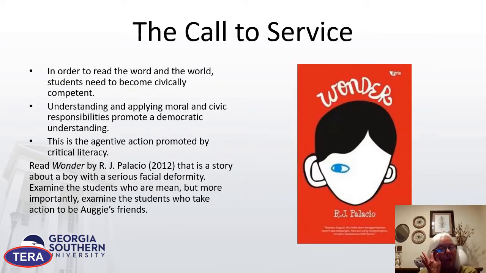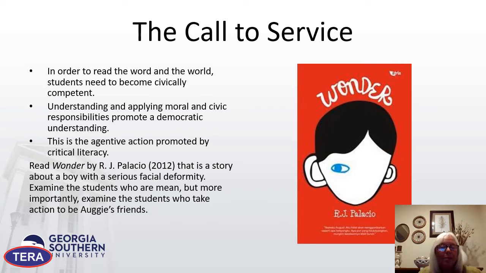All right, now, then the fifth theme is the call to service. Critical literacy does promote agency. It does have an agentive part of it. In other words, it's one thing to just identify the injustices, but it's another thing to take action. So in order to read the word and the world, students need to become civically competent, understanding and applying moral and civic responsibilities to promote a democratic understanding. This is the agentive action promoted by critical literacy.